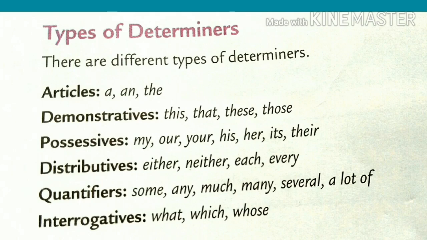Possessives determiners are my, our, your, his, her, its, their. Distributives determiners are either, neither, each, every. Quantifiers are some, any, much, many, several, a lot of. Interrogatives are what, which, whose. Now we can see detailed information about these determiners.